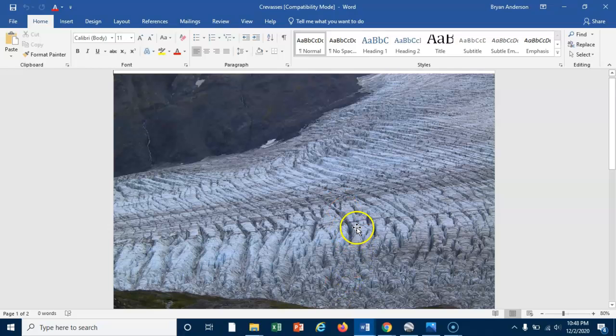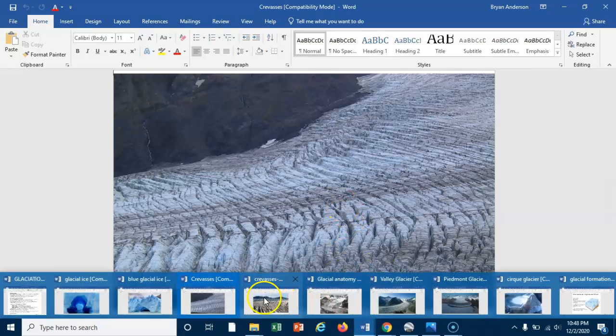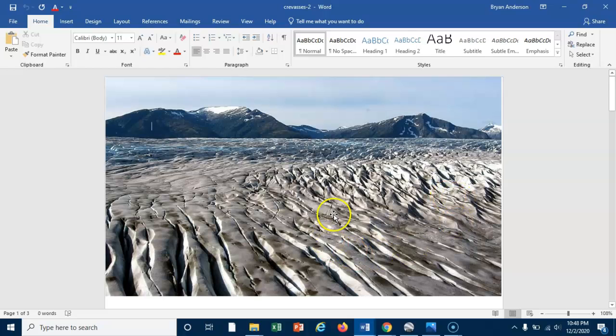Now, I'm not saying it's not a crevice. A crevice is a slightly different feature, a crack in a rock. This is a crevasse. I'm not trying to sound snobby or European or anything. This is the term for these cracks on the surface of a glacier. These are crevasses.